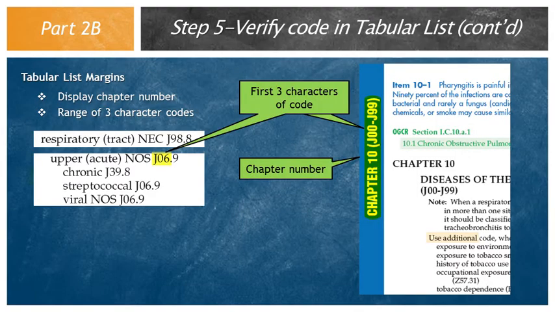An easy way to determine the chapter for your code is to look at the left and right margins on the pages in the tabular list. Notice the margins display the chapter number and a range of 3-character codes, starting with an alphabetic letter. In this case study, the first 3 characters of the code are J06, so pause the presentation and turn to the chapter that contains those first 3 characters.